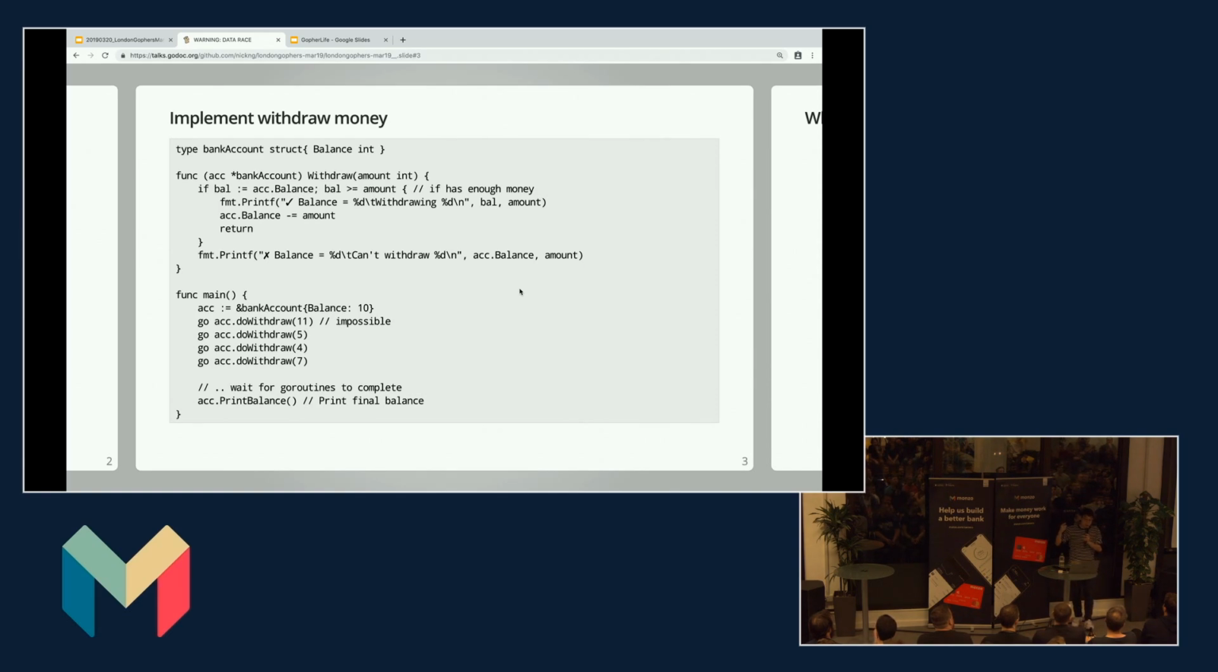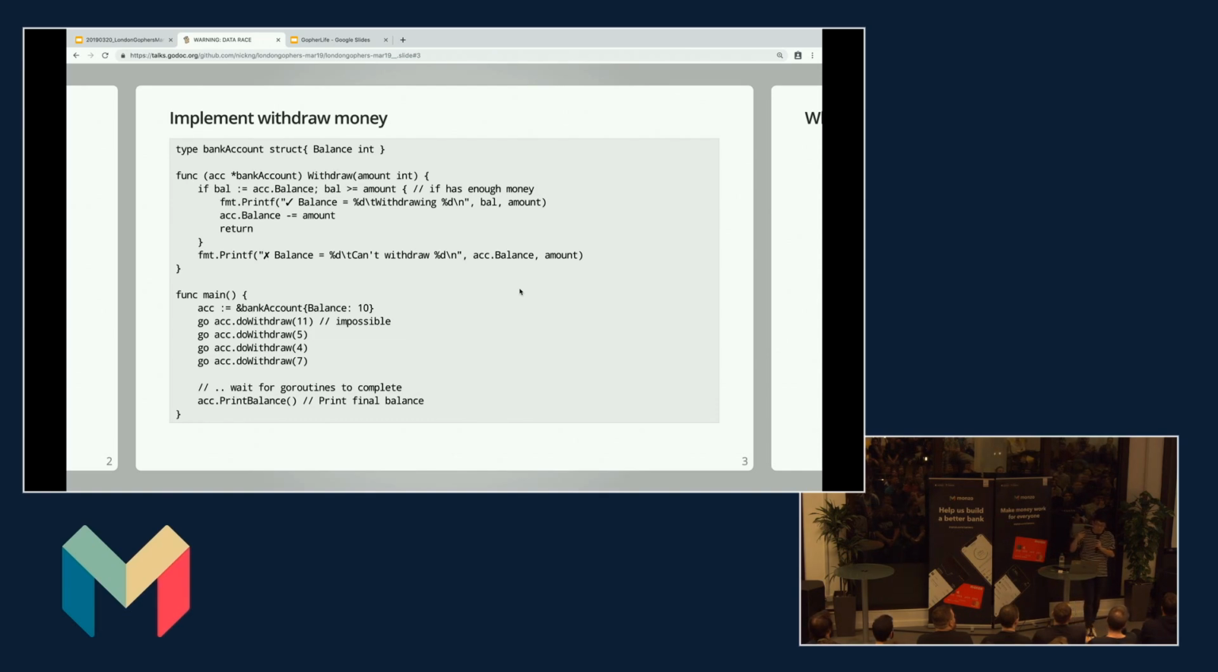And so if we try to run this program in four Go routines, can anyone guess what the output will be? What is it? Yeah, exactly. I was going to run this code, but maybe I can't do this in the web slides.